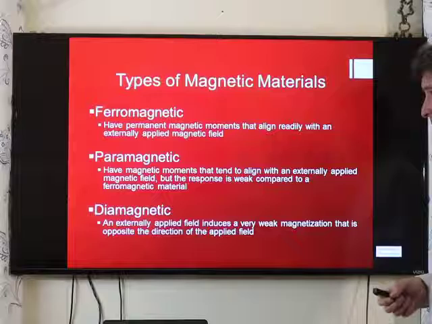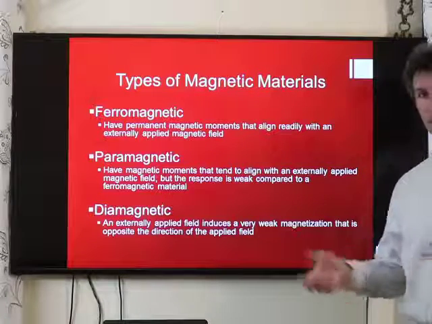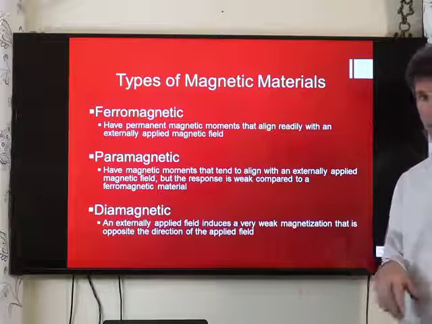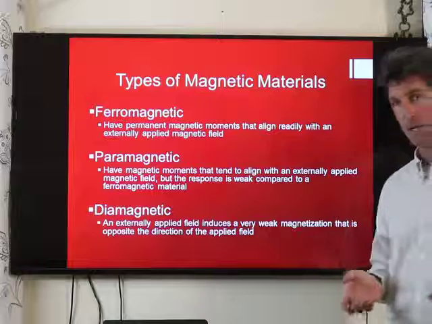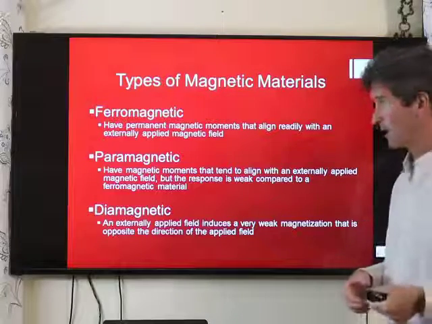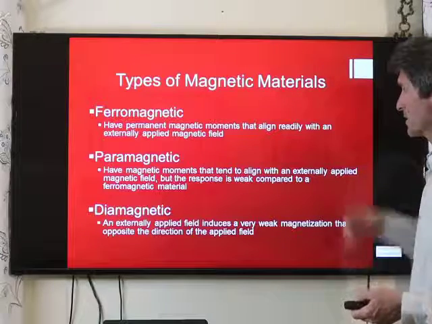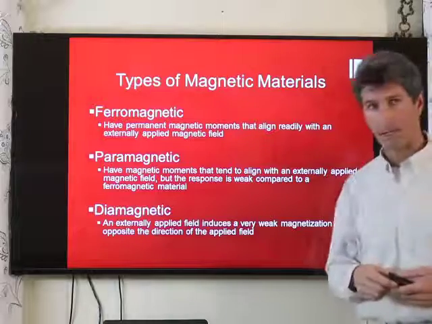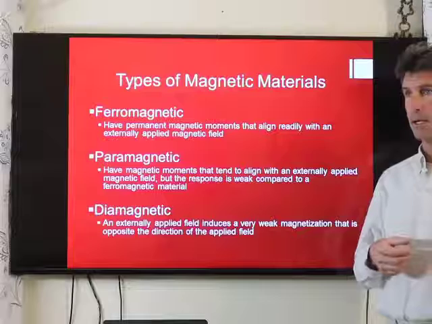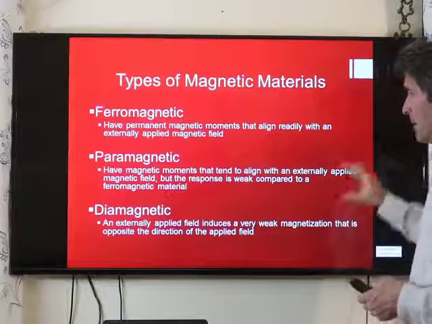Okay, classes of magnetic materials. In different situations, some materials can switch from one type to another, and we'll talk about that. Just because something is made out of a particular material doesn't mean it can't change types. But again, ferromagnetic materials have permanent magnetic moments, easily align with the magnetic field, have high magnetic susceptibility, and can also be permanently magnetized.